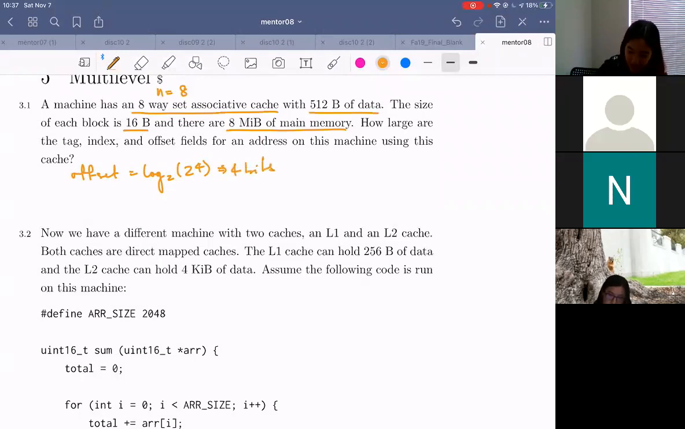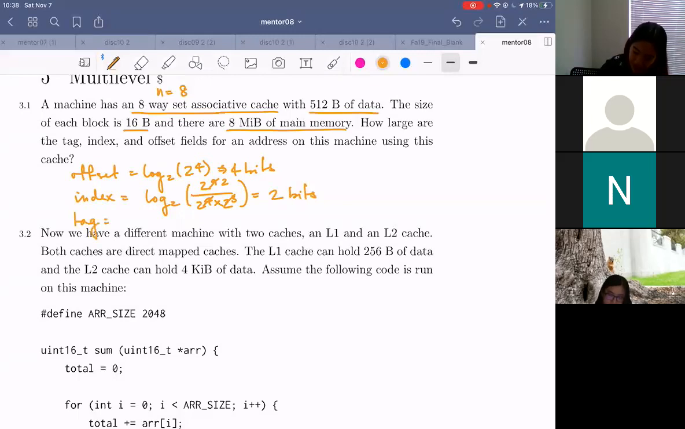So then for our index, we have our 512 bytes of data for the set associative cache. So we have log base 2 of 512, which is 2 to the 9, divided by each block size, so 2 to the 4, and then divided by our 8-way set associative cache, which is 2 to the 3rd. So that's going to leave us with log base 2 of 2 to the 2. So that's going to give us 2 bits for our index. And then that means our tag bits are going to be everything that's left.